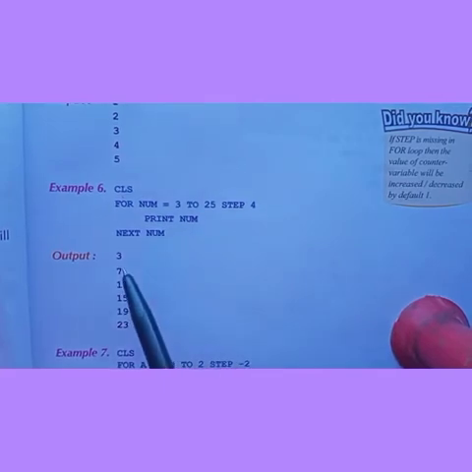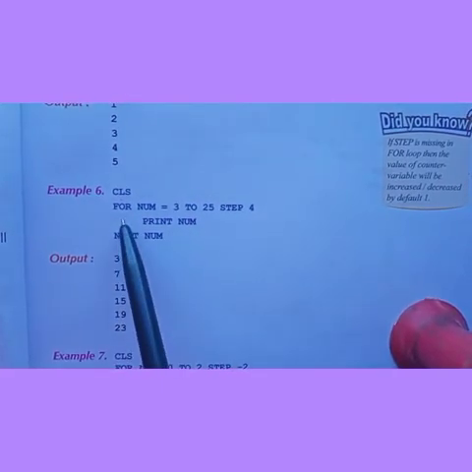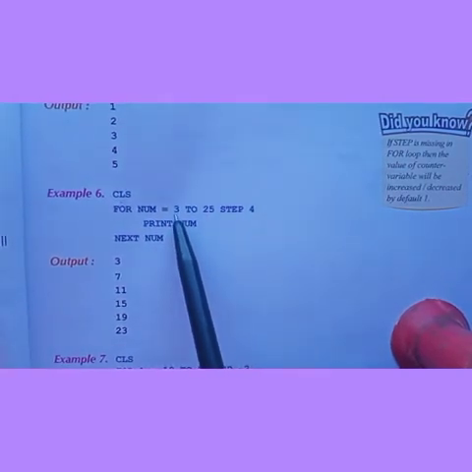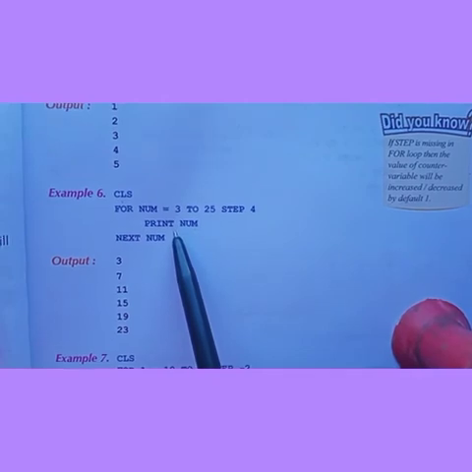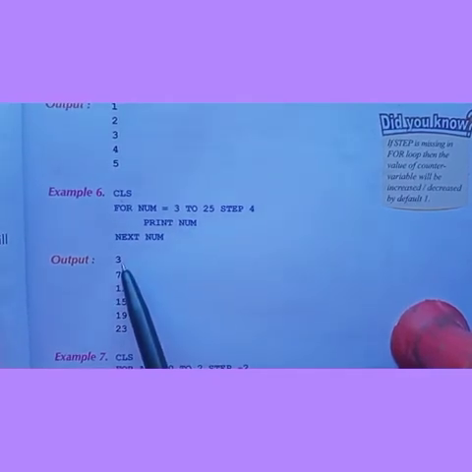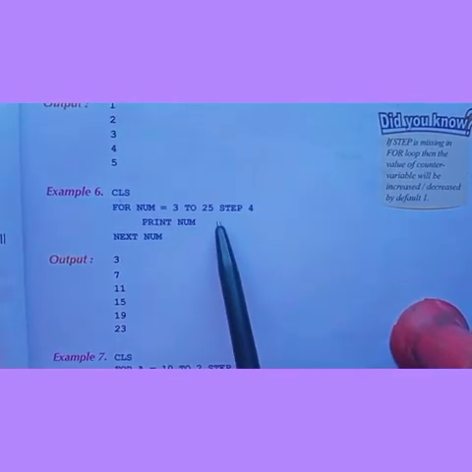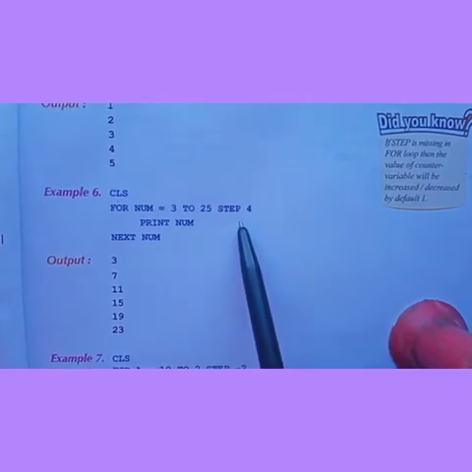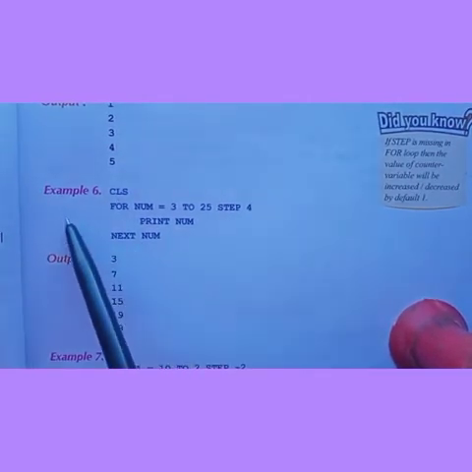So let us see the output. The first output, when this statement was executed for num 3 to 25 step 4, the first value was 3. Print num. So the computer printed 3 on the screen. But after that it was written step 4. Step 4 means that now you have to leave 4 numbers. Next num, it went there.